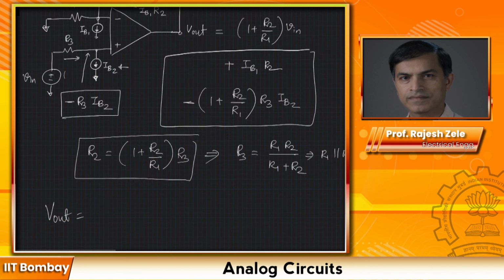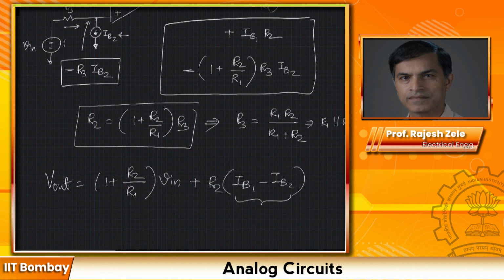So if we meet this condition, then our V output voltage becomes 1 plus R2 divided by R1 times V input, this is the desired term, along with that you will get R2 times IB1 minus IB2, that is your I offset. Okay, do not confuse this with iPhone operating system. This is offset current.